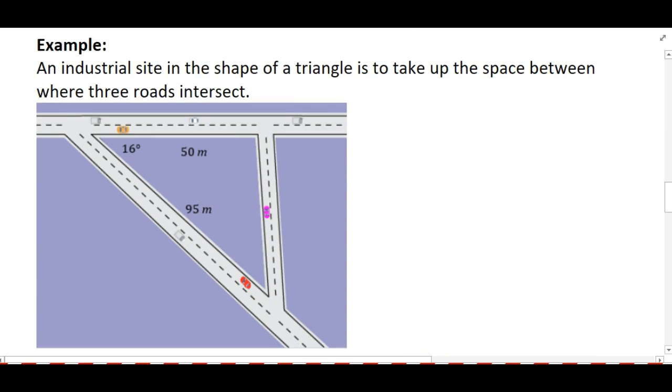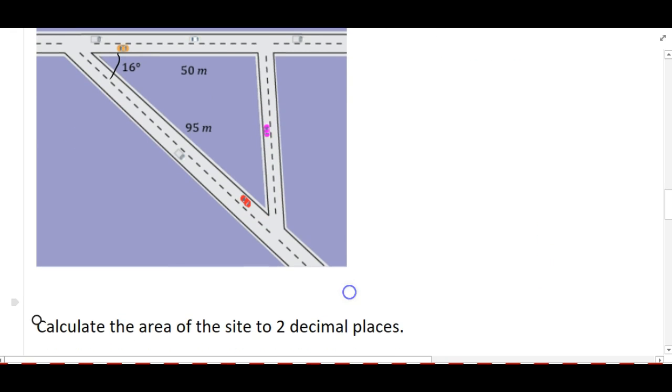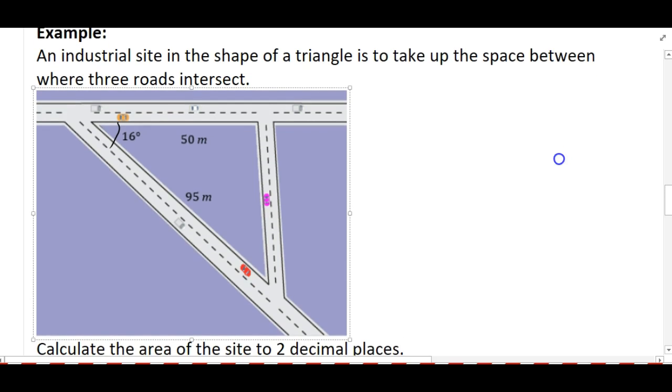An industrial site with the shape of a triangle is to take up the space between where three roads intersect. You can see in the diagram here. They've given you an angle of 16 degrees. What area is going to be in the middle here? Find that to 2 decimal places. Alright, off you go.